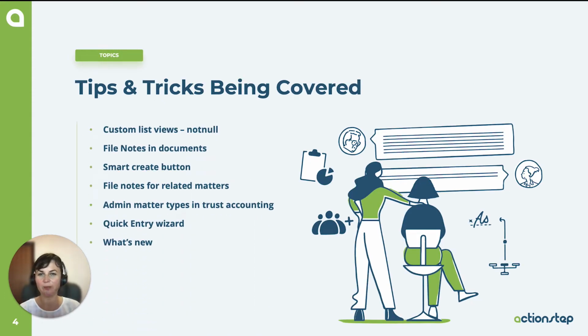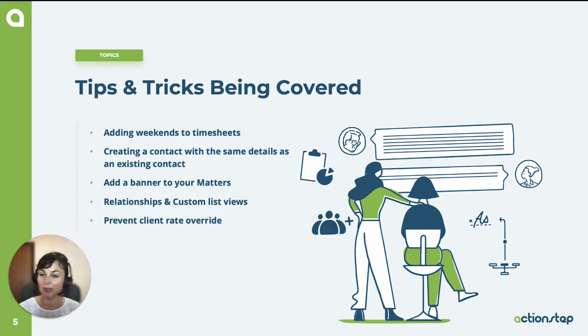The tips and tricks being covered today are the custom list views and using a not null filter, the automatic creation of file notes when you're uploading documents to matters, using the smart create function and where that's found within your system, seeing file notes in relation to all related matters within one window, creating an admin matter for our trust accounting processes, the quick entry wizard, which is used when we're entering supplier invoices, and where you can find what's new in Actionstep and what's been happening.